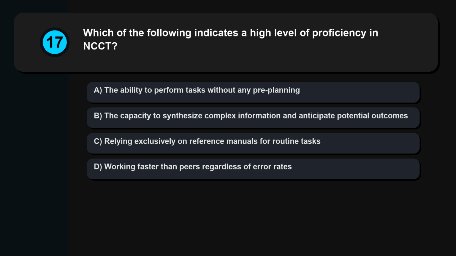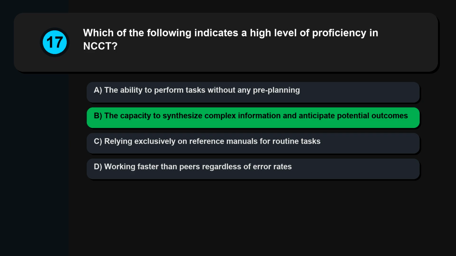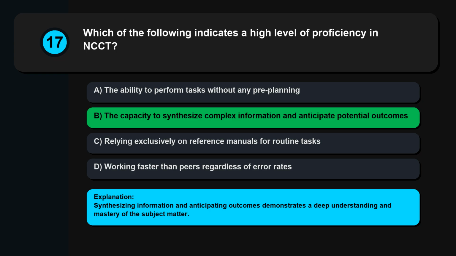Question 17. Which of the following indicates a high level of proficiency in NCCT? The ability to perform tasks without any pre-planning, the capacity to synthesize complex information and anticipate potential outcomes, relying exclusively on reference manuals for routine tasks, working faster than peers regardless of error rates. Synthesizing information and anticipating outcomes demonstrates a deep understanding and mastery of the subject matter.